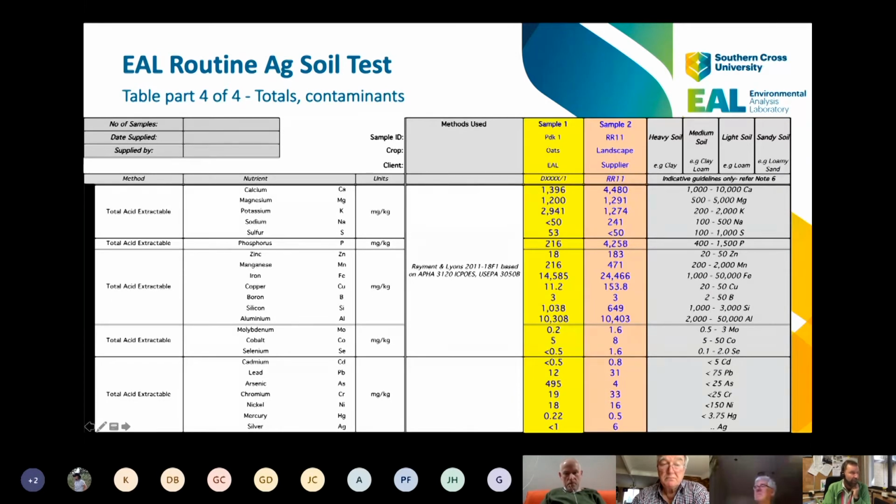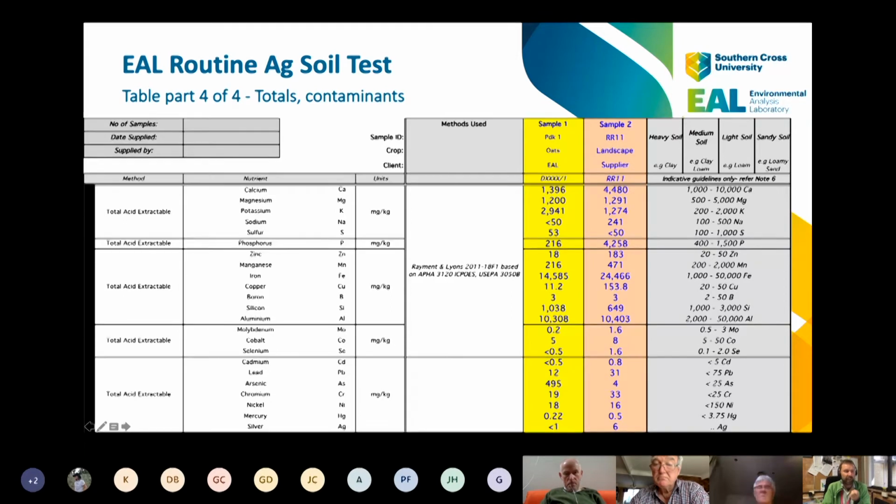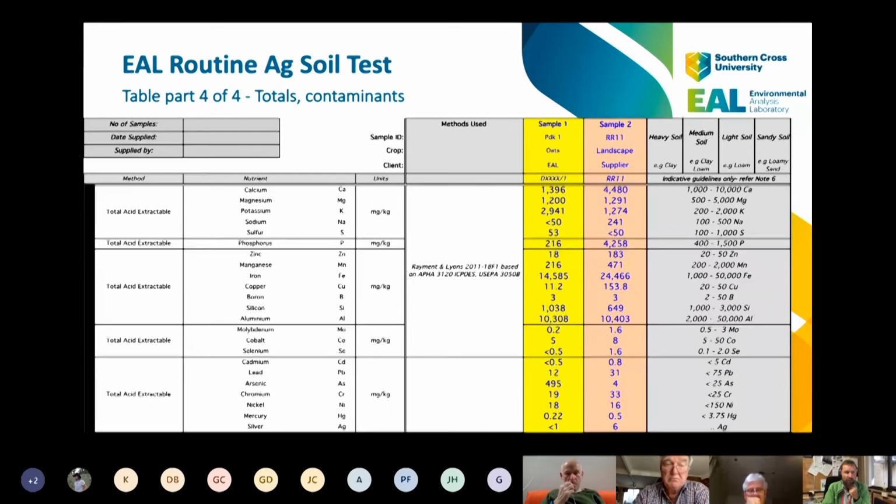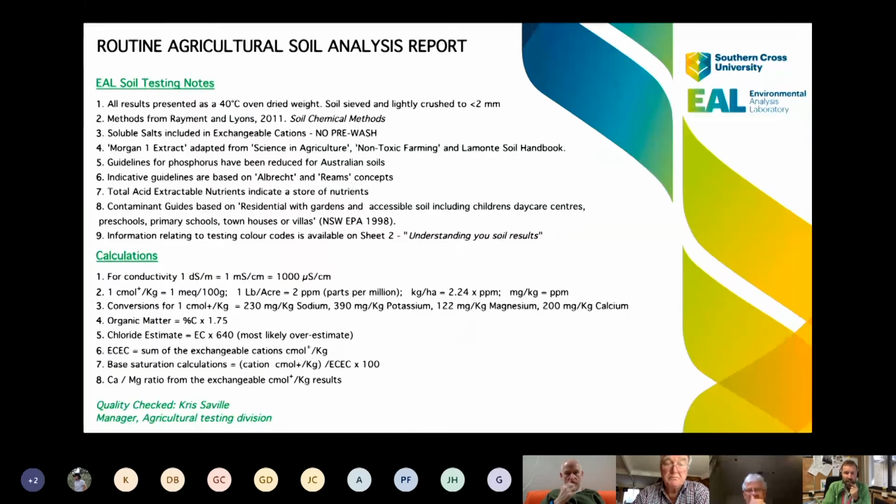Phosphorus is there, sort of highlighted about 6 lines down. Your oat soil is actually really deficient in total phosphorus, but this landscape soil has 4,258. So that's when I start looking at total nutrients and saying, well, you really need to build up. You can get similar information from your exchangeable and soluble, but you don't get an understanding of what your reserves are. So that's there, so I won't dwell on that anymore.